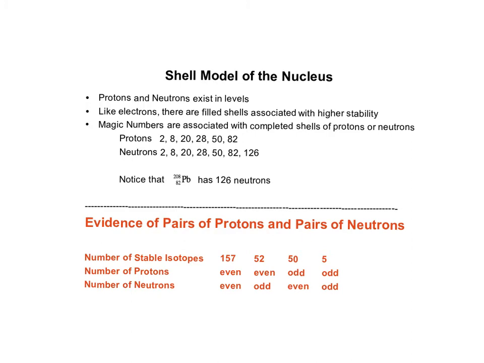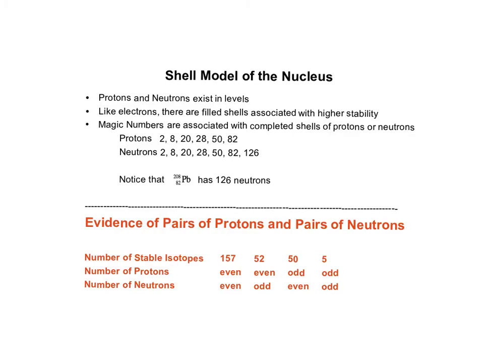We do know that they exist in levels, energy levels, just like the electron does. There are filled shells and subshells that are associated with stability, and the magic numbers are a reflection of the stability. So there is stability associated with 2 protons, 8 protons, 20 protons, all the way up to 82. And then neutrons, similarly, you have 2, 8, 20, 28, 50, 82, but one more, 126.